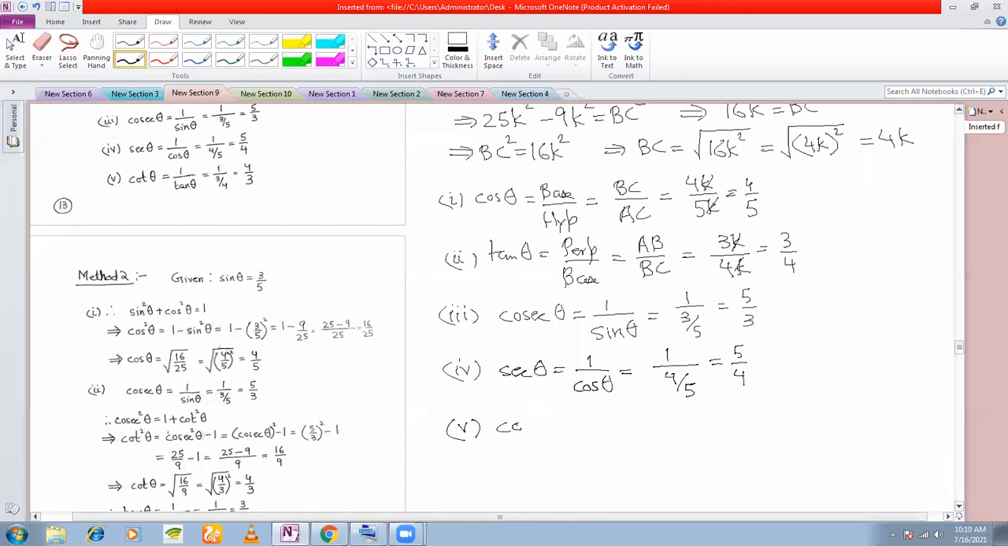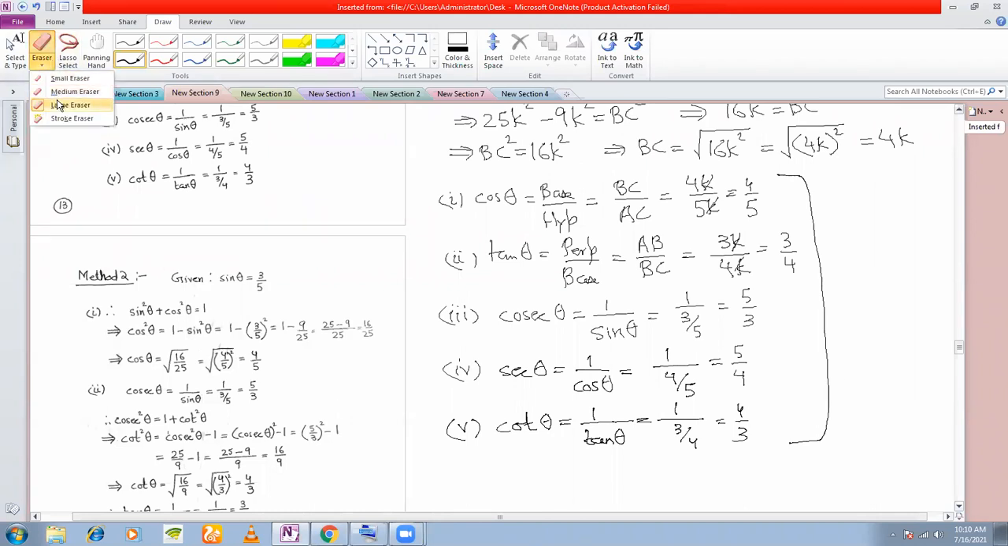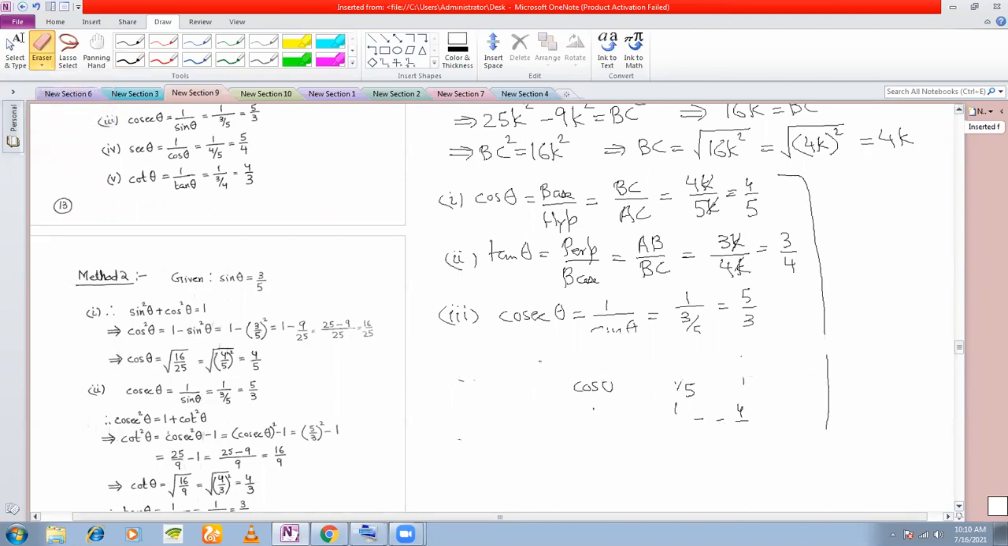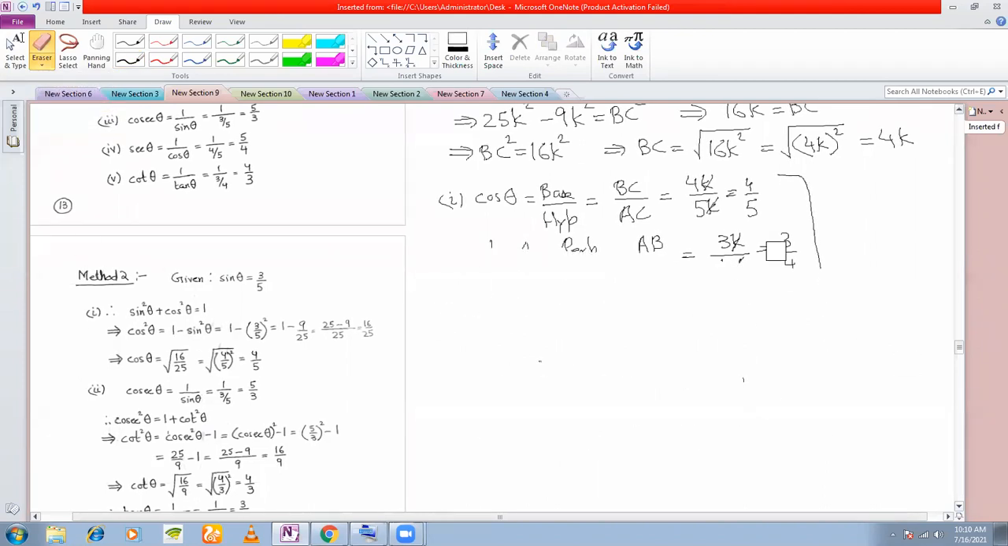And finally, you have cot theta. Cot theta is the reciprocal of tan. So 1 divided by tan theta, we have found out above to be 3 by 4. So this is 4 by 3. Okay. So you see, given sine theta, all these we have been able to find out, all the other ratios. Cos theta, tan theta, cosec theta, sec theta, cot theta. So this is the first method of doing. Now I'll show you the second method of doing the same problem. This time we'll do it without drawing the right angle triangle.